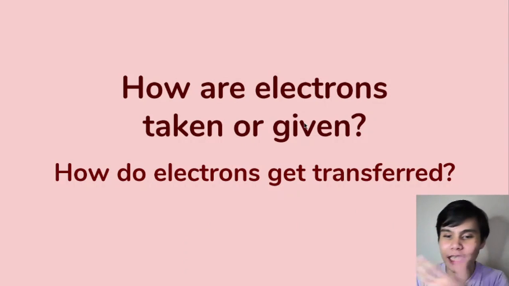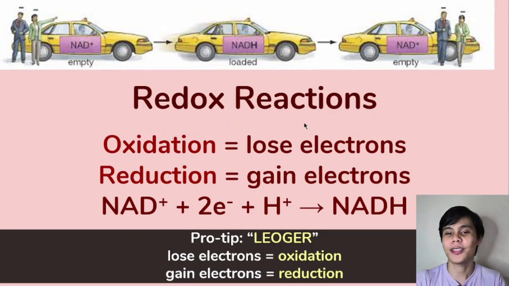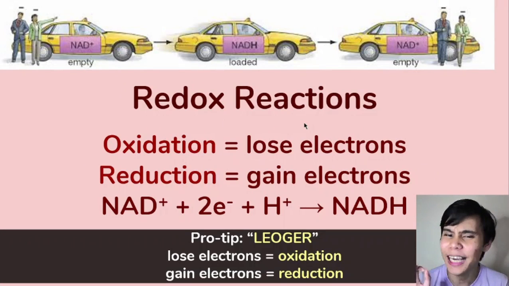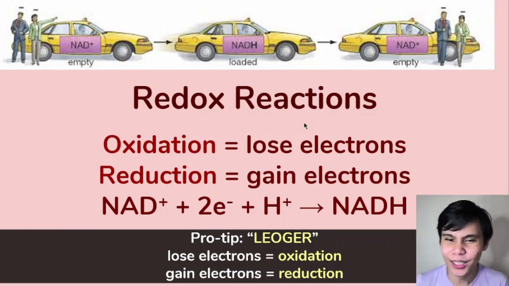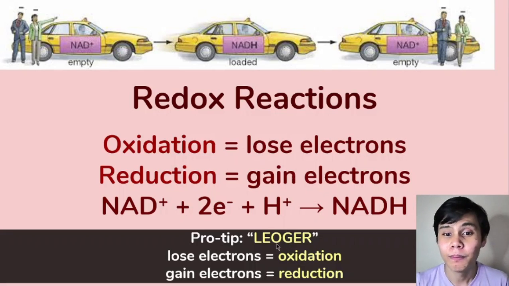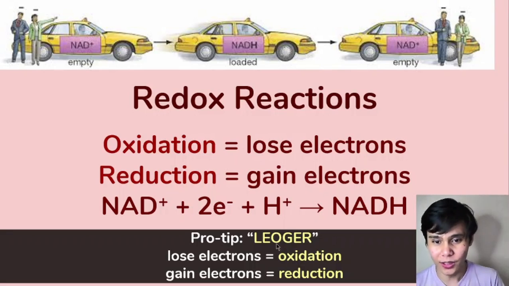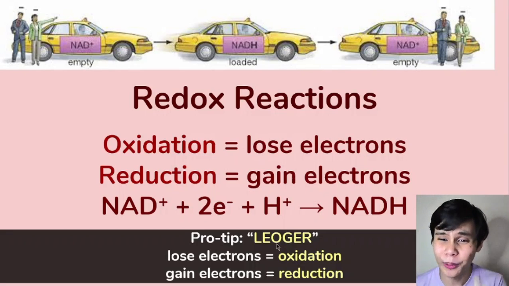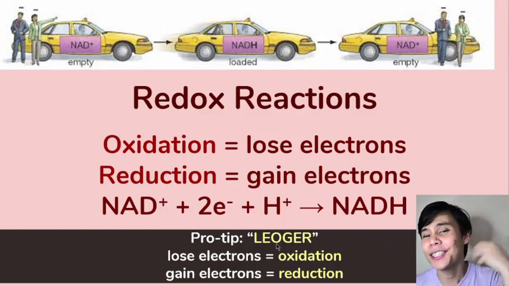So how are electrons taken or given? Let's talk about NAD plus and NADH. Electrons get transferred in what we call a redox reaction. Oxidation means losing electrons, reduction means gaining electrons. So we have this in the bottom layer here: lose electrons, oxidation; gain electrons, reduction. Another thing is OIL RIG. Oxidation is loss, reduction is gain.